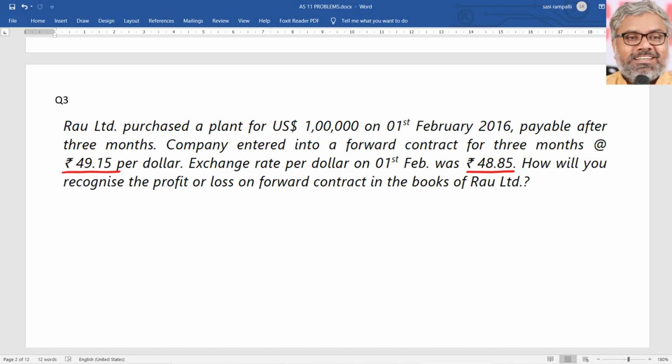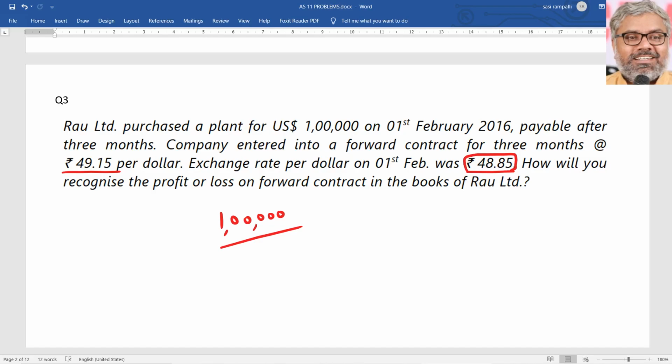See, this company has to pay $1 lakh to somebody outside India, let us say, end of April. After 3 months they have to pay $1 lakh. When they actually entered into this transaction of purchasing this plant and simultaneously incurring a liability of $1 lakh, the dollar rupee exchange rate was 48.85.